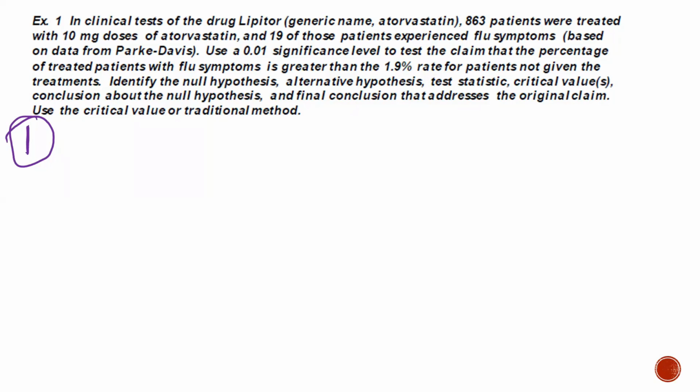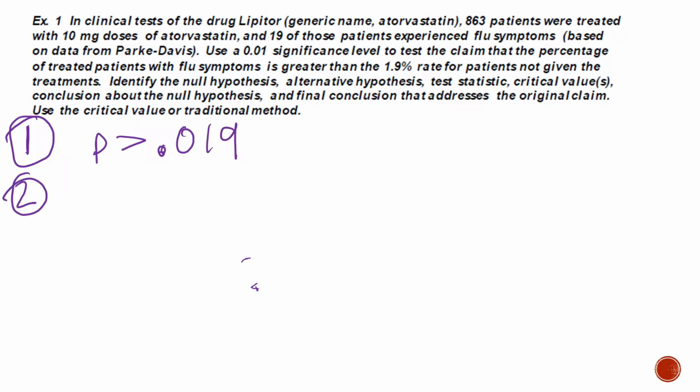Okay, so let's start out with what is the original claim. So let's think about it. What do we want to know? We want to know if this drug does what? Okay, so that means that the flu-like symptoms should be bigger than what they are in just a random group of people that aren't taking this drug. So this is again a claim about a proportion. In this case, the proportion is greater than, and greater than what? Yes. So that is our original claim.